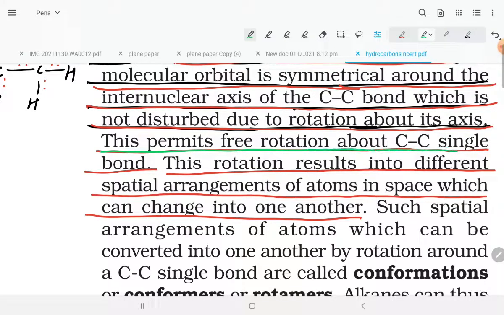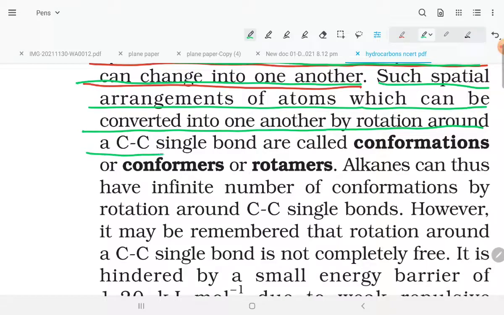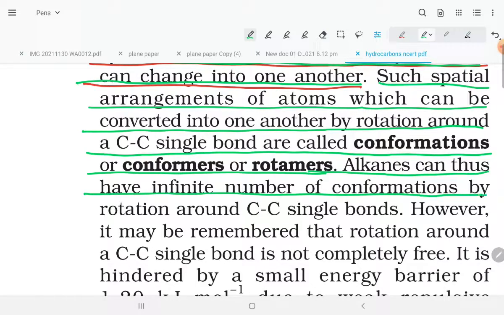This permits free rotation about the C-C single bond, because it is not going to be disturbed. This rotation results in different spatial arrangements of atoms in space which can be changed into one another. Such spatial arrangements of atoms, which can be converted into one another by rotation around the C-C single bond, are called conformations or conformers or rotamers. Alkanes can thus have an infinite number of conformations by rotation around the C-C single bond.